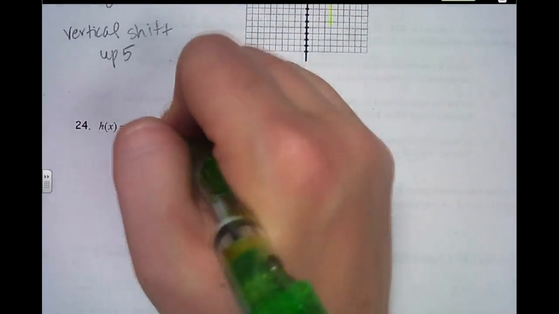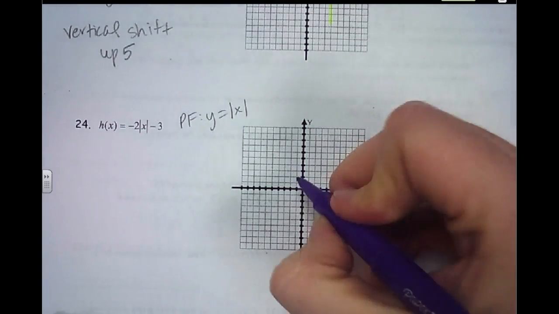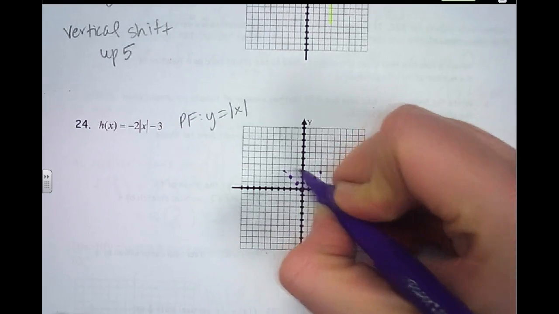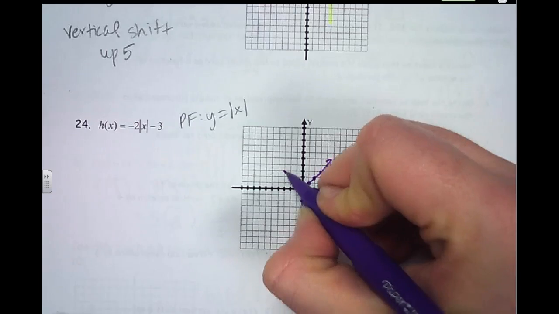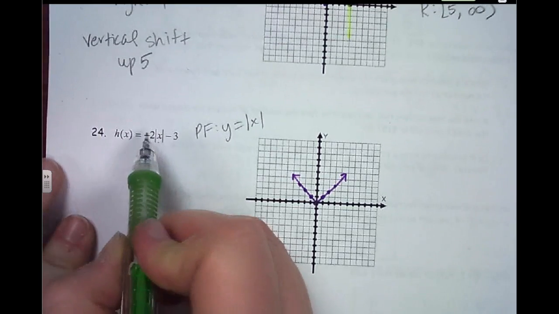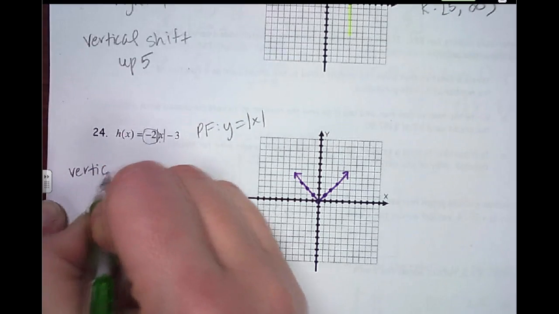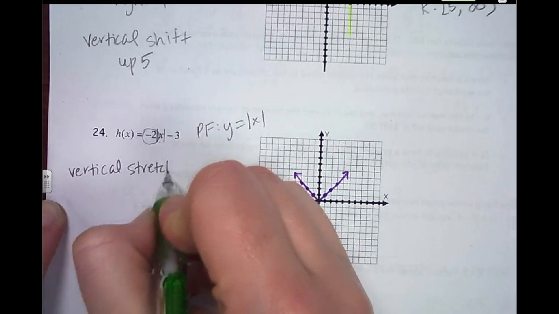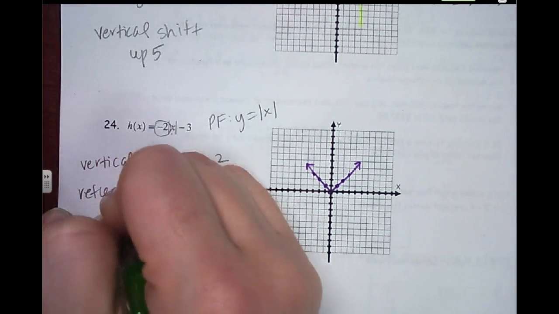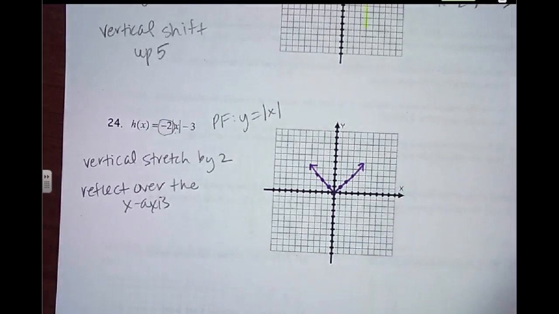Number 24, my parent function is absolute value of x. So I'm going to draw that first. 0, 0, and then up 1 over 1. Draw a few. Again, make sure you know your parent functions. There's nothing on the inside. That's what you would do first. So then I'm going to do this. Remember, this is two different things. So it's a vertical stretch by 2, and it's also a reflection over the x-axis. You can do this all at once.